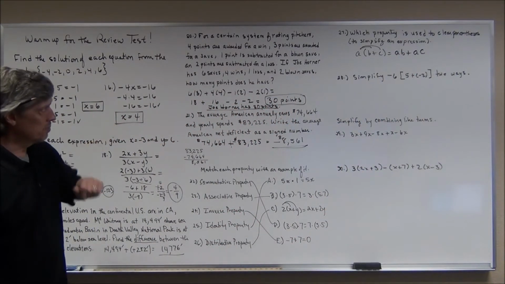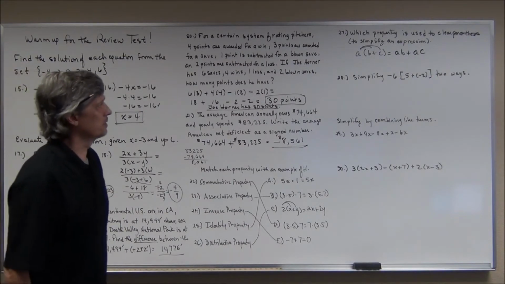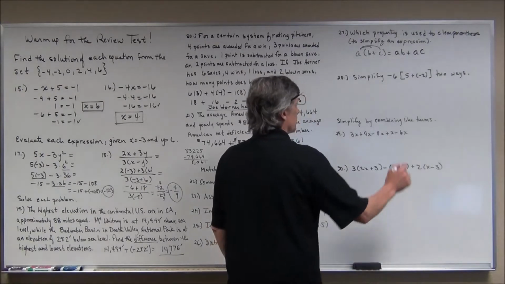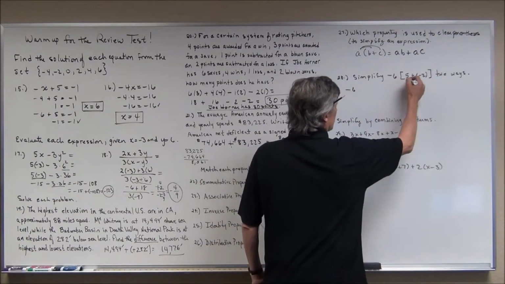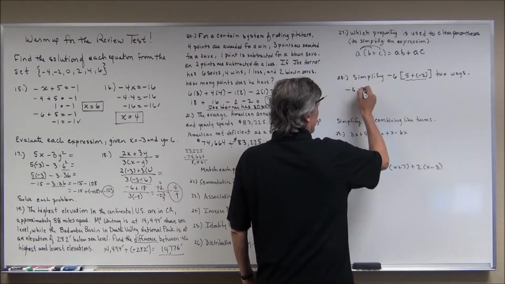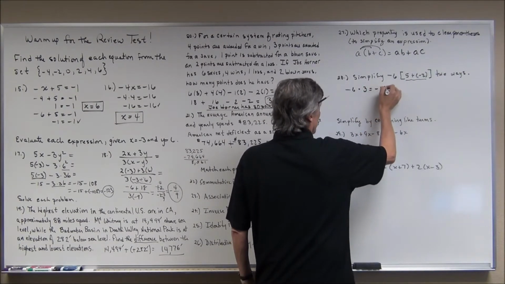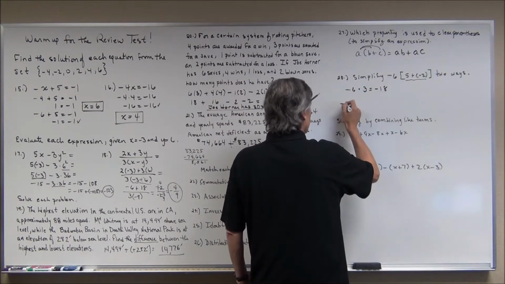Now, problem 28 is a little bit of a goofy looking problem. It says simplify this expression 2 ways. Well, one is order of operations. You do the stuff in the parentheses first, or in the brackets first, so that would be a positive 3, and then you multiply. The other way would be to use the distributive property.